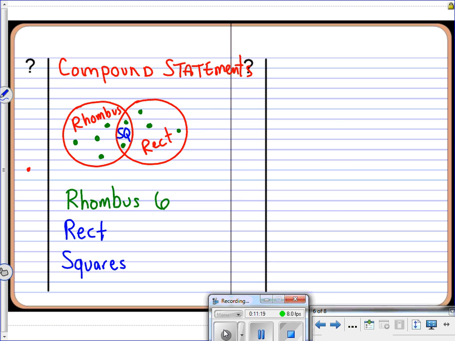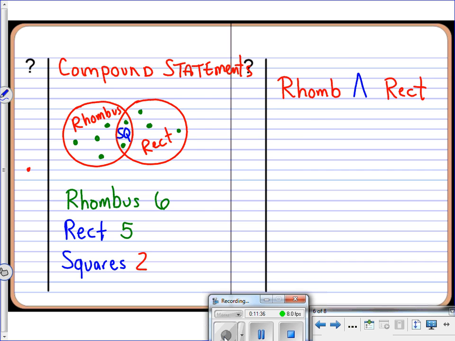All right, so what I'd like you to do is figure out how many rectangles there are and how many squares. Put me on pause and come back and check your answer. All right, I've got 5 rectangles and 2 squares. Hopefully you got that right.